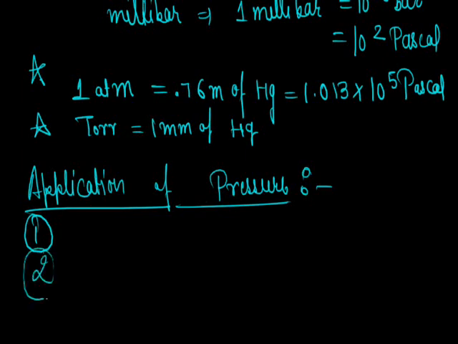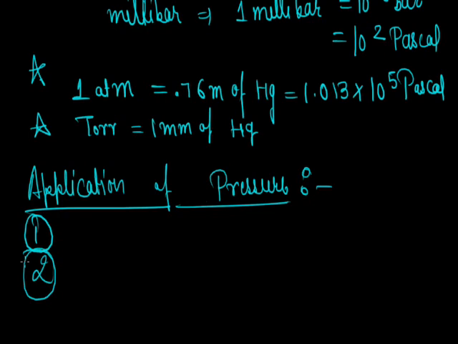Second, the cutting edges of knives, blades, axes, etc. are sharpened. Why? Because by doing this we can reduce the area, and if area decreases, then pressure will increase. So when cutting edges are sharpened, the area of contact decreases and hence the pressure exerted by them increases. Thus they can easily penetrate a given surface.